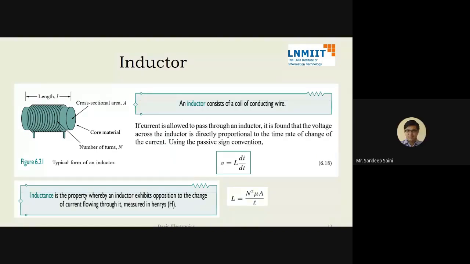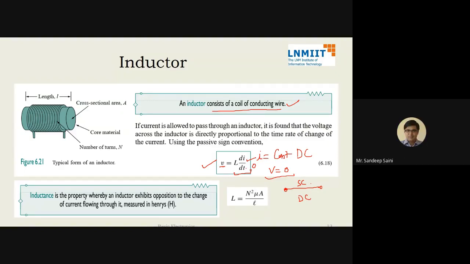Inductor is another energy storing device, very similar to a capacitor but slightly opposite in all the behaviors. An inductor is basically a coil of conducting wire, and the voltage across the inductor is L di by dt. That means if I is a constant DC value, then di by dt is 0, so V is 0. That means the inductor will act like a short circuit for DC value. Is it okay?